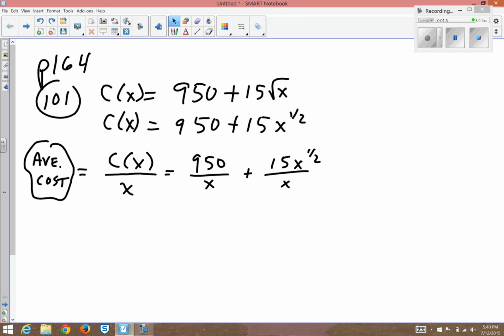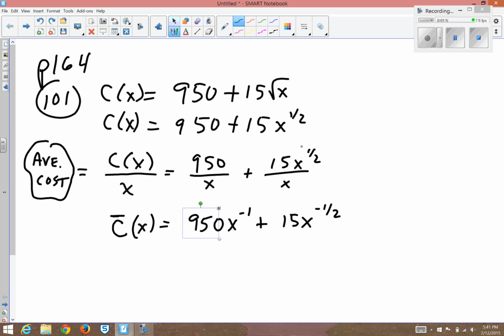The symbol for the average cost is the C for cost with a bar on the top. So the average cost is $9.50 over X, which is the same as $9.50 X to the negative 1, plus 15X to the negative 1/2. Because when we divide like bases, which is what is here, we keep the base, which is X, and subtract the exponents. X to the 1/2 divided by X to the first is X to the negative 1/2.